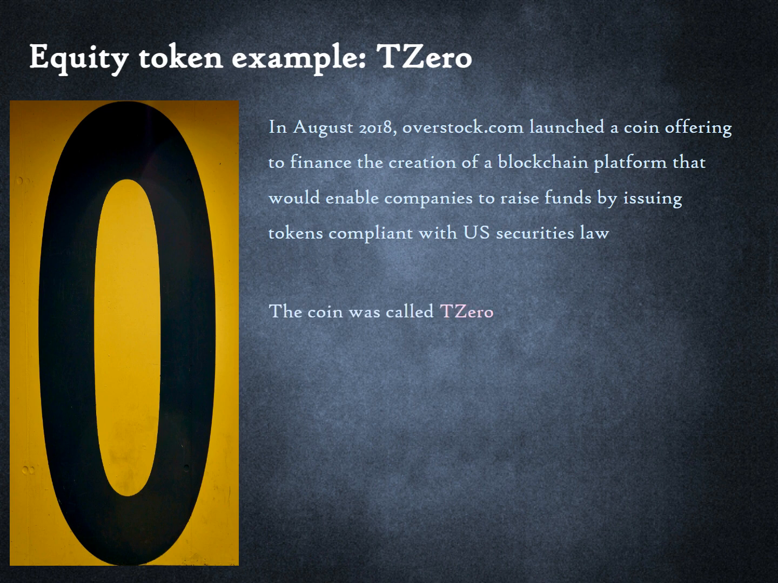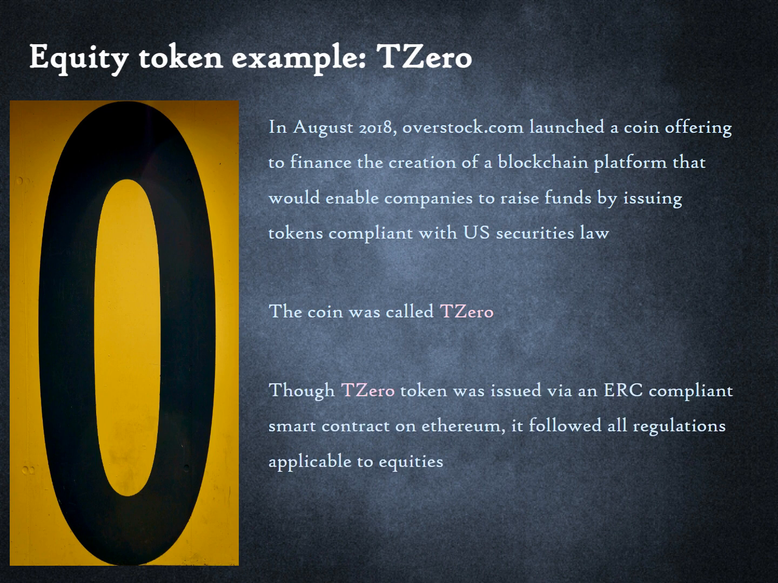The name of the coin refers to the goal of the platform to settle equities on the date of the trade, hence day 0. For those who are not familiar with capital markets operations, the name T0 will not make much sense. But this does not impact what we are about to learn. The key takeaway here is that even though T0 token was issued via an ERC-compliant smart contract on Ethereum, it followed all regulations applicable to equities. The T0 token was equivalent to preferred shares.